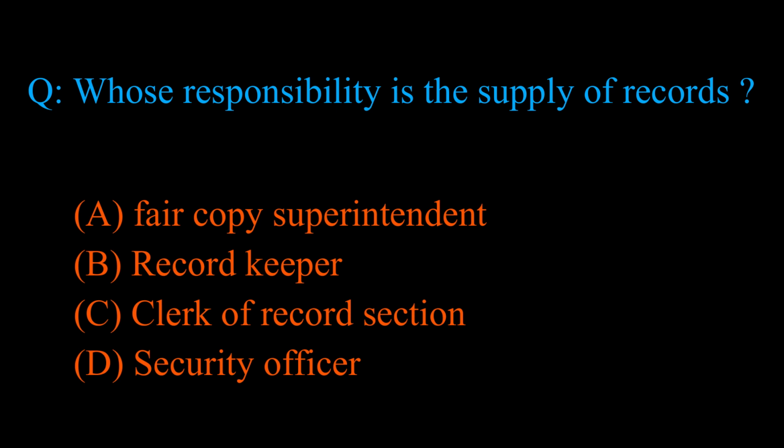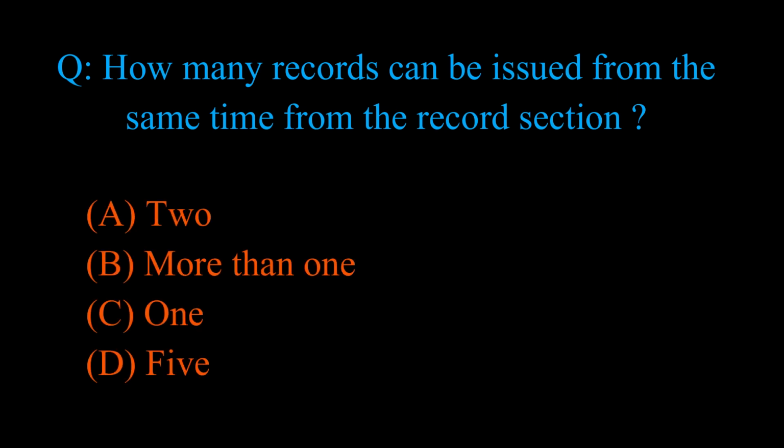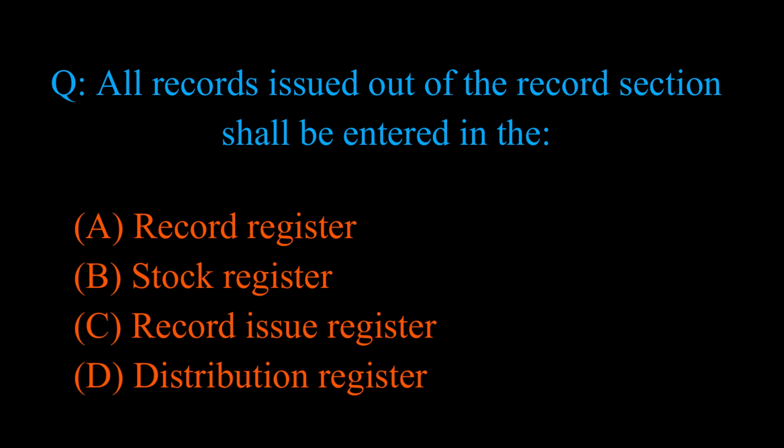Whose responsibility is the supply of records? B. Record keeper. How many records can be issued at the same time from the record section? C. 1. All records issued out of the record section shall be entered in the C. Record issue register.